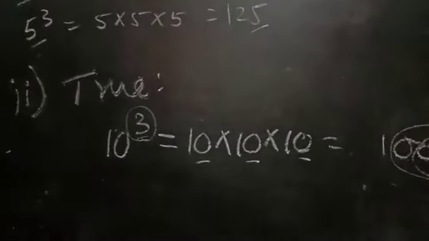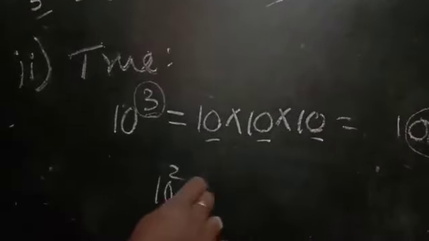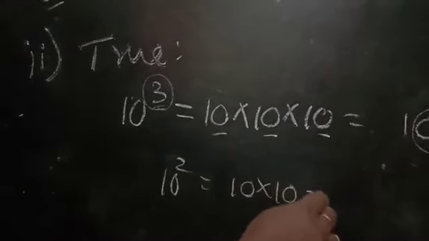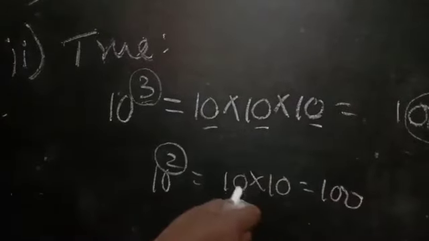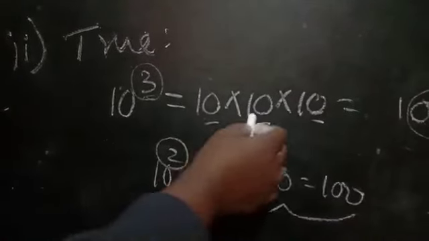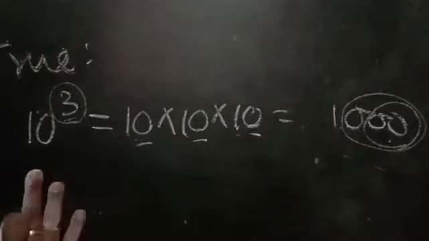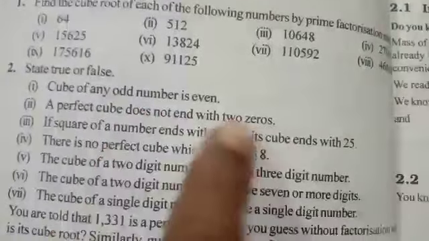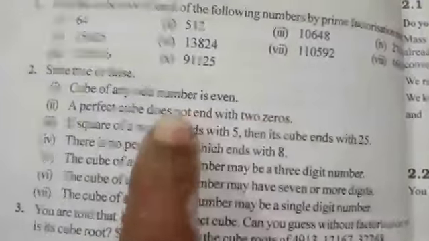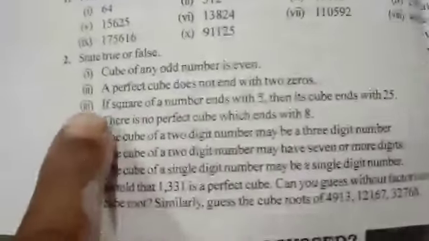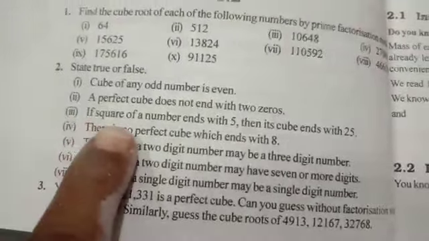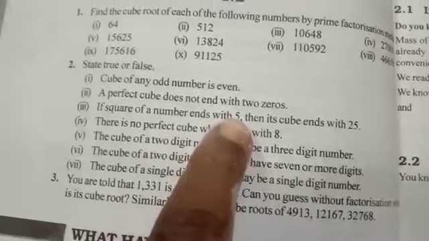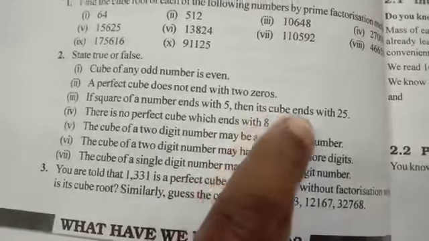Suppose square is there, 10 square means 2 times, 10 into 10, 100. Because 2 times we are multiplying, 2 zeros only we can write. But here 3 times we are multiplying, so 3 zeros will come. So it is true because a perfect cube does not end with 2 zeros, it will end with 3 zeros.